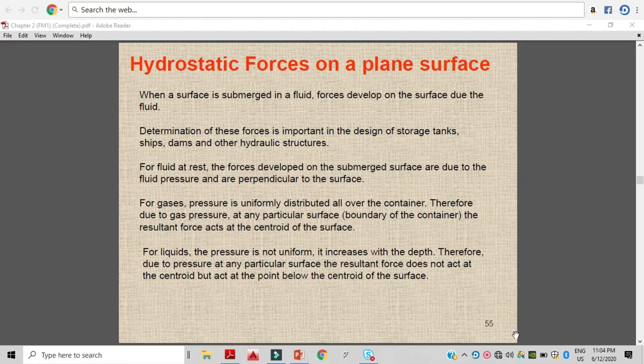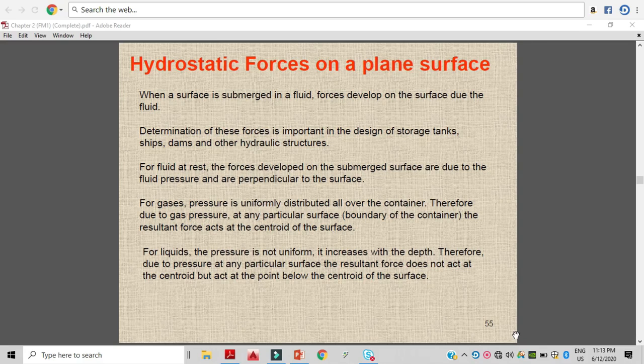Determination of these forces is important in the design of storage tanks, ships, dams, and other hydraulic structures. For fluid at rest, the forces developed on the submerged surface are due to the fluid pressure and are perpendicular to the surface. So we all know these forces are perpendicular to the surface regardless of whether the surface is horizontal, vertical, or making any angle with the vertical or horizontal.